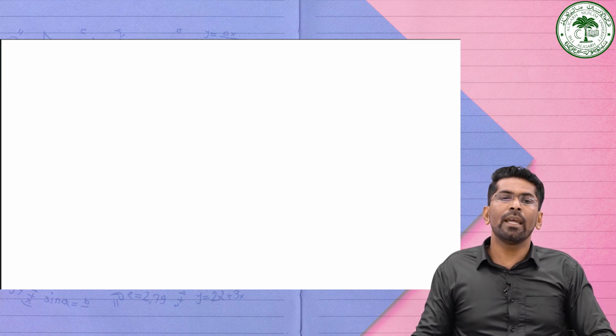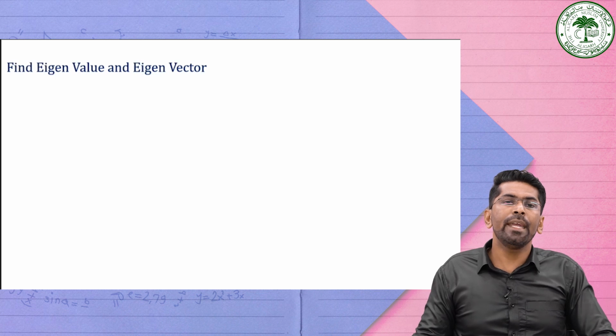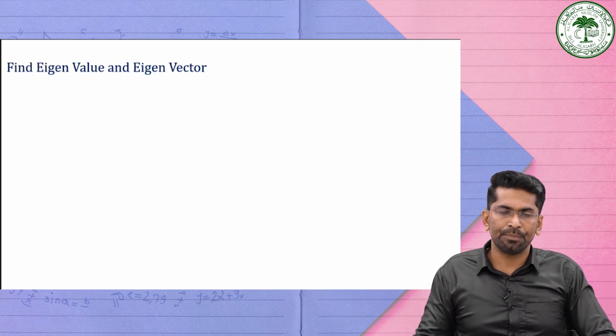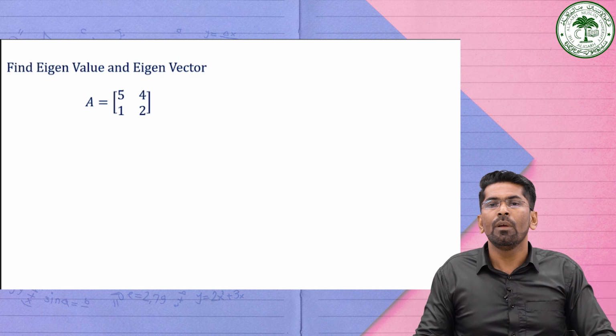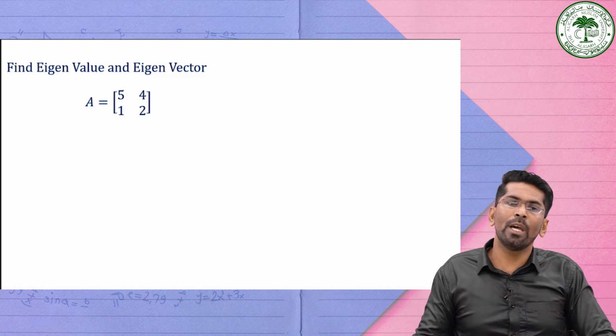So let us consider one example. Find the eigenvalue and eigenvector. Here we have a given matrix A that is equal to 5, 4, 1, 2. This is a 2 by 2 matrix and we want to find the eigenvalue and eigenvector. So here we are starting with a square matrix, a 2 by 2 matrix.